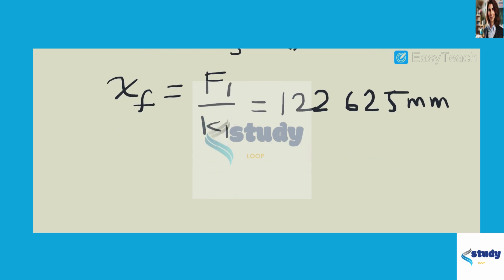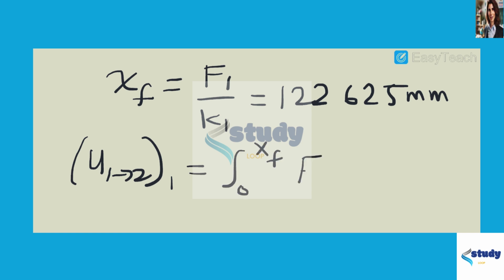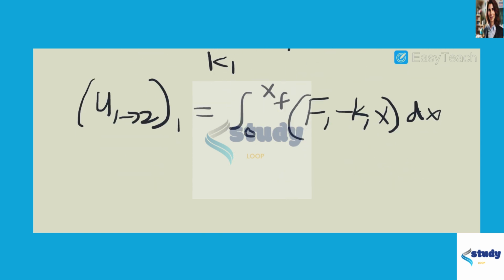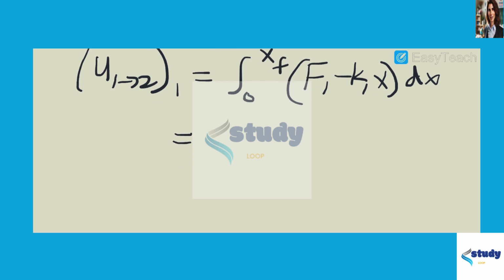Now, we can solve for the work exerted by the spring force by using this expression. So we can see that U from 1 to 2 of spring 1 is equal to the integral from 0 to xf of (F1 minus K1 x) dx. We can just go ahead and solve this integral in terms of its variables. So this is equal to F1 x minus K1 x squared over 2, evaluated from 0 to xf.